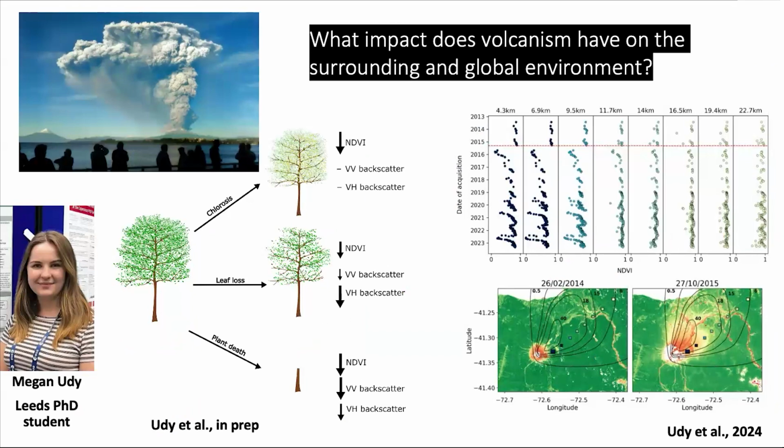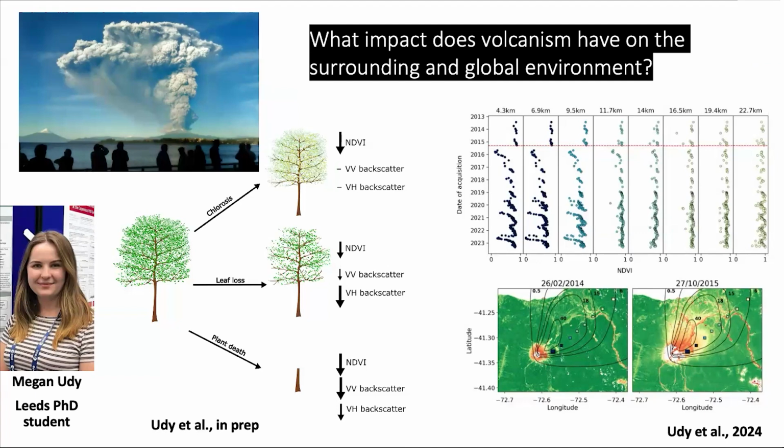Another angle of this is looking at the impact of volcanic eruptions on surrounding vegetation and plant life. So this is work from Megan Udy, who's also due to submit her thesis fairly soon. She's looking at the impact that various volcanic eruption outputs, so ash, SO2 emission, flows in channels, have on vegetation. And this is one of those observations that's been made very widely by a lot of observatory scientists and a lot of people who work in the field on volcanoes, but it's not something that people have systematically studied in very many places.